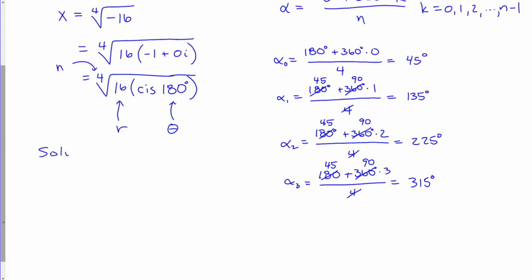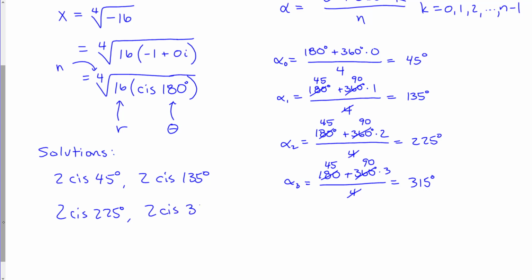So my solutions are 2 CIS 45 degrees, 2 CIS 135 degrees, 2 CIS 225 degrees, 2 CIS 315 degrees. Those are the 4 roots of that formula.